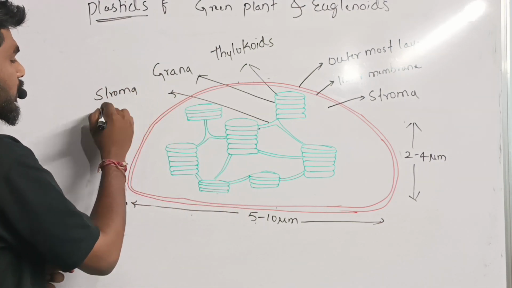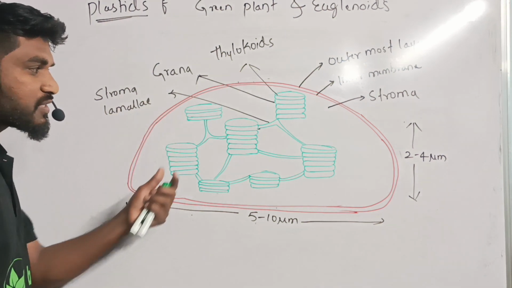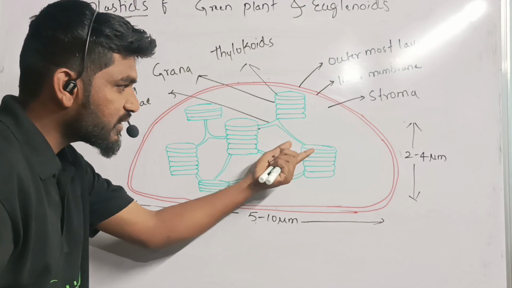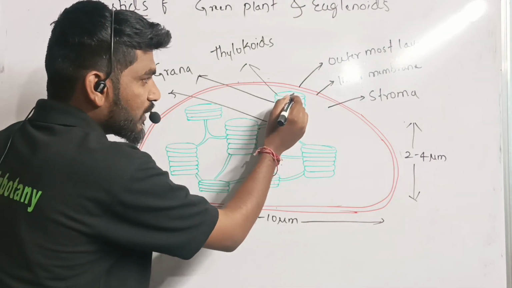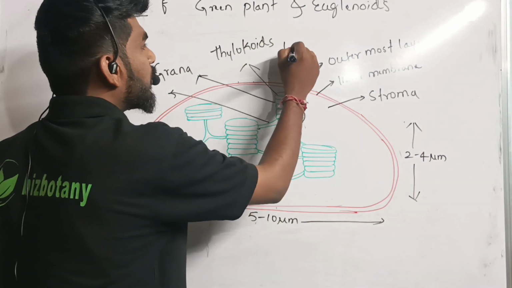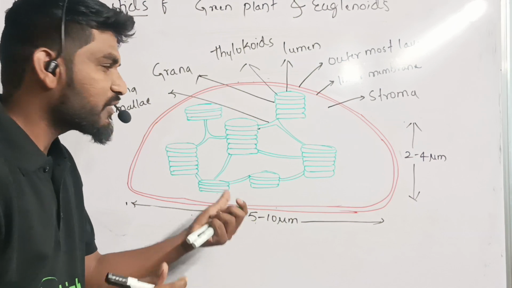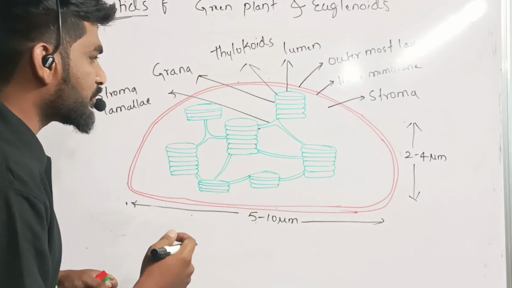Stroma lamellae. The space present within the thylakoid, ये जो thylakoid के अंदर space देखने को मिलेगा, उस space को हम बोलेंगे lumen. The space which is present inside the thylakoid, we are calling it a lumen.